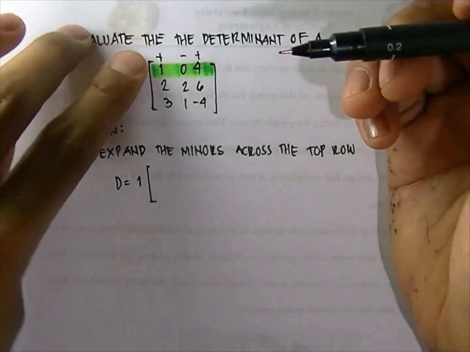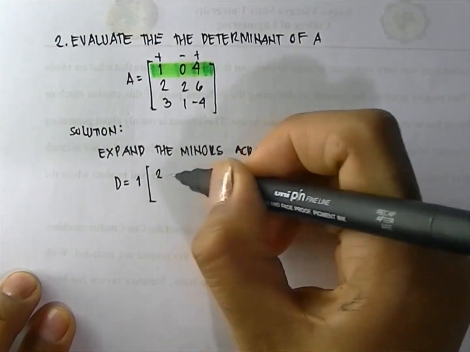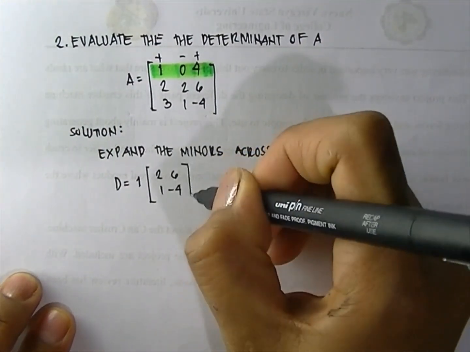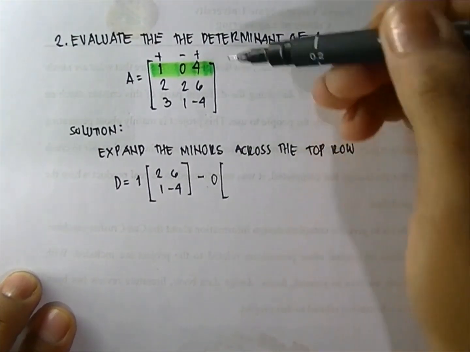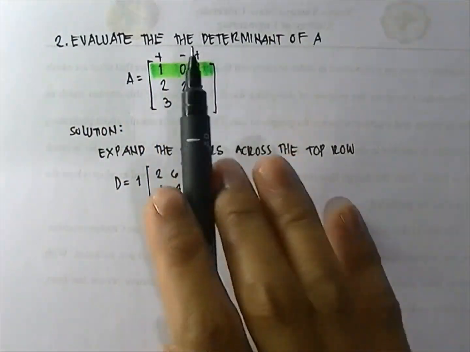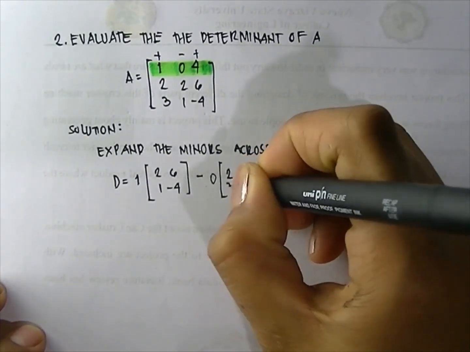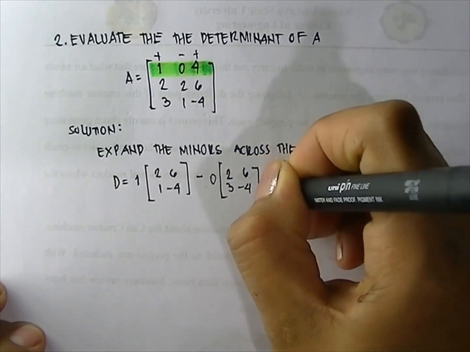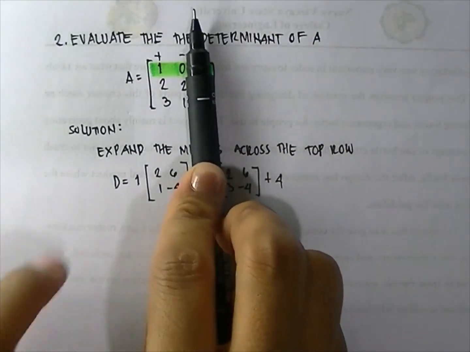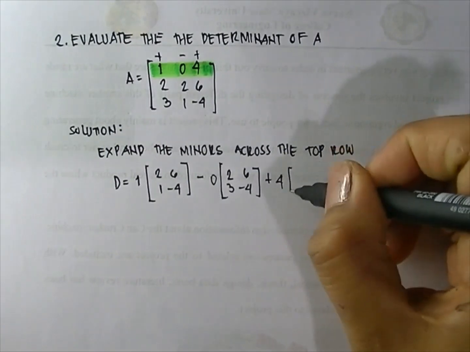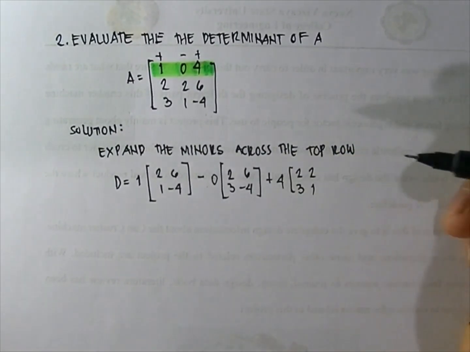So, 1, cover this, 2, 6, 1, negative 4. Minus 0. We have, cover the middle, we have 2, 3, 6, negative 4. Plus 4. We have that 2, 2, 3, 1.